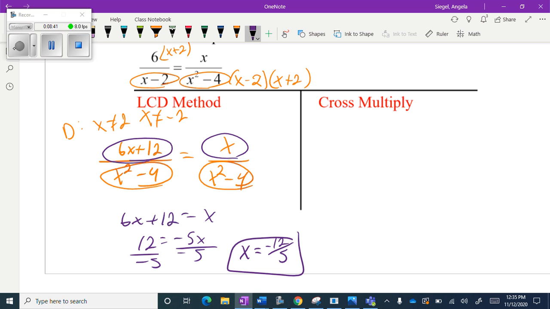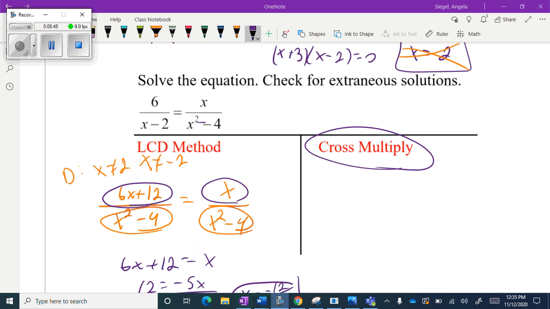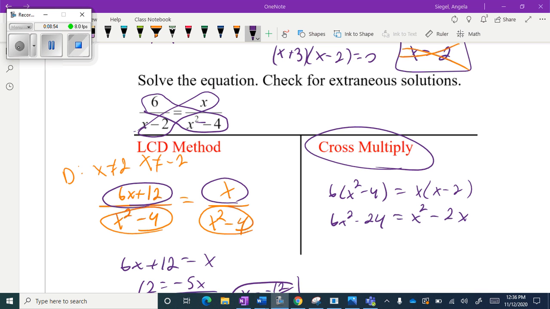Okay, so we're going to do this one and see if we end up in the same spot. When we cross multiply, we're going to multiply these 2 together and these 2 together. Okay, so far I have that. I just wanted to pause a second to make sure we're on the same page. I'm going to set everything equal to 0 and factor.